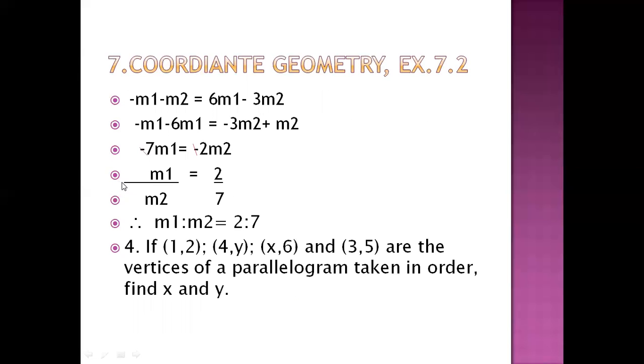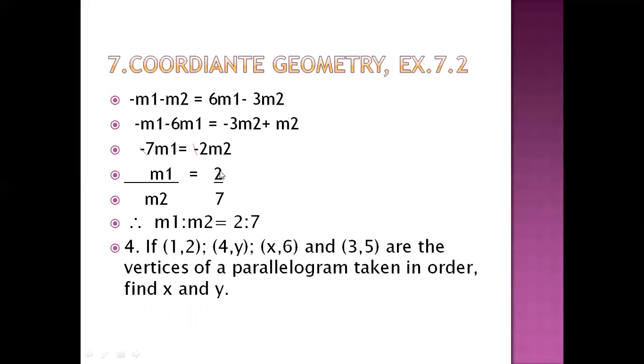That is equal to minus m1 minus m2 is equal to 6m1 minus 3m2. Now transpose 6m1 to the left side and transpose minus m2 to the right hand side. So minus m1 minus 6m1 is minus 7m1, and minus 3m2 plus m2: negative and positive, you have to subtract. 3 minus, no coefficient here means you take it as 1. Minus 3 plus 1 is minus 2, so minus 2m2. Both the sides you have negative, so cancel the negative on both sides.